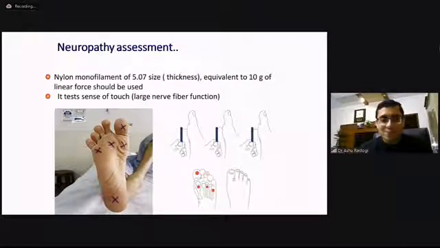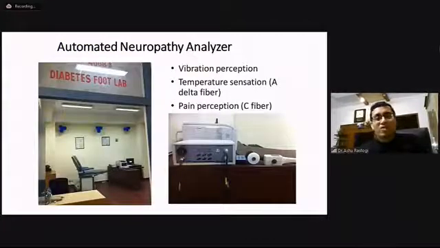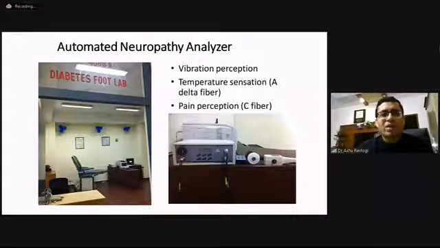These are the sites on the foot at which you have to put a monofilament. The monofilament is a 5.07 monofilament which has a weight equivalent to 10 gram of linear force. It usually tests large fiber functions, mainly touch, and you have to test at these 5 sites: the ball of the great toe, the first, third, and fifth metatarsals, and the heel. Even if one test is negative, that suggests that the patient has neuropathy and is at risk of foot ulcers.